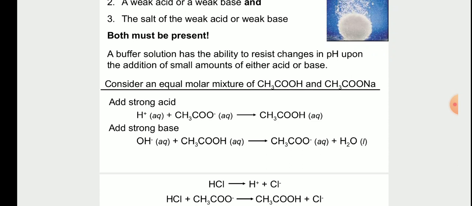Very simply, a buffer can be defined as a combination of a weak acid and its salt, or a weak base and its salt. If we take an example, that is acetic acid and sodium acetate. Yes, this is the example.